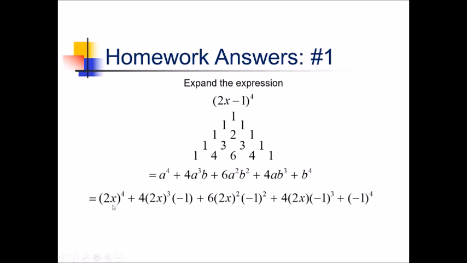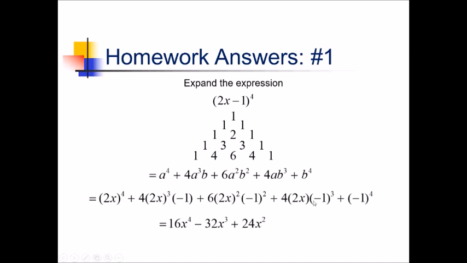2x to the 4th, we have to raise both of these things to the 4th, so that's 16x to the 4th. Next, we have a 4 and a negative 1, and also this 2 is going to become an 8 after we cube it. So that's a grand total of negative 32x to the 3rd. Next here, this negative 1 squared is just 1, so we can kind of forget about it. 2 squared is 4, times 6 is 24, so that's 24x squared for that middle term.